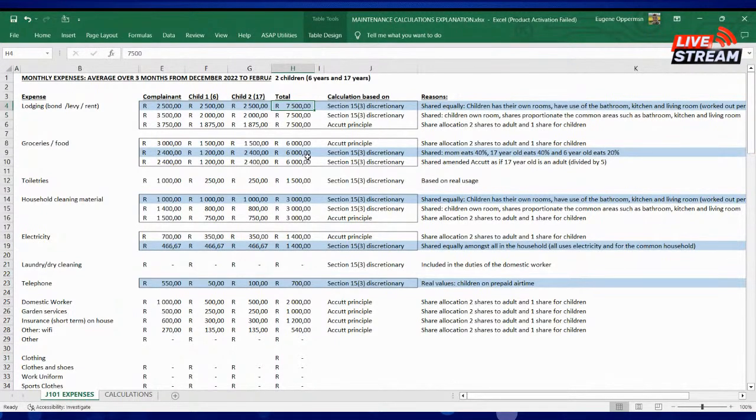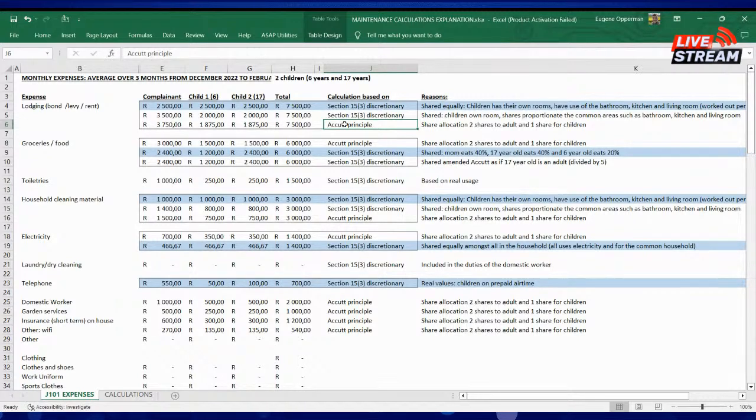In other words, in terms of Section 15.3, the court would apportion the expenses towards the children in a certain manner. It is a discretionary system, so we do not have a fixed formula. There is no fixed formula to be used. Although we use the principle used in the case of Kut versus Kut, that was also amplified in the case of Santam versus Fourie.